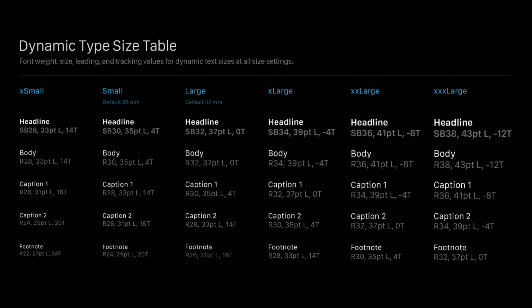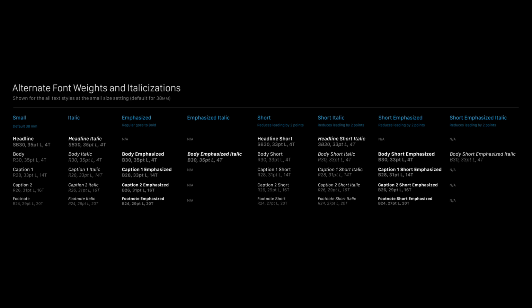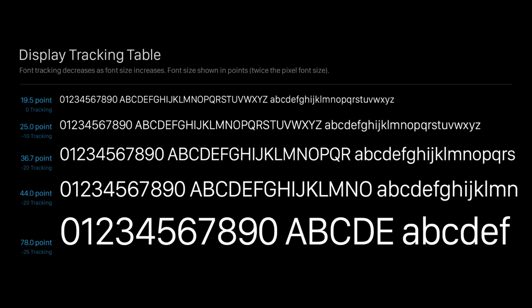Like I said, you've got the San Francisco font. They go through and give you all of these different sizes. The small column is the default recommendation for the 38 millimeter watch, and the large is the default for the 42. In all those different numbers and letters, SB stands for semi-bold and R is regular. So it's semi-bold at 30 points, but if you're plugging these into Xcode, you're going to want to cut those in half, because those are the 2x sizes. You've got your line width and your tracking after that, so they're covering the whole thing there. They have some alternative font weights and italic recommendations, and even some display tracking tables. Really, lots and lots of detail in those resources.